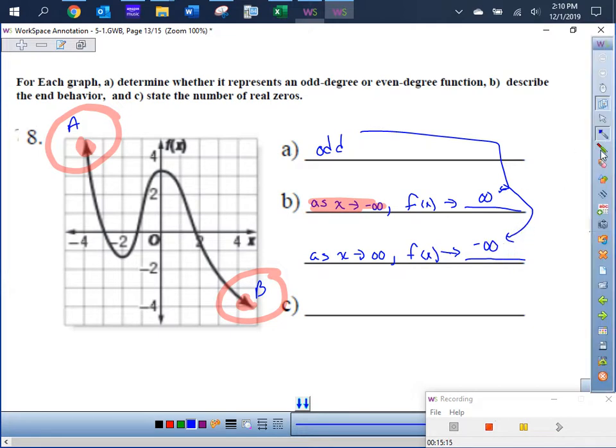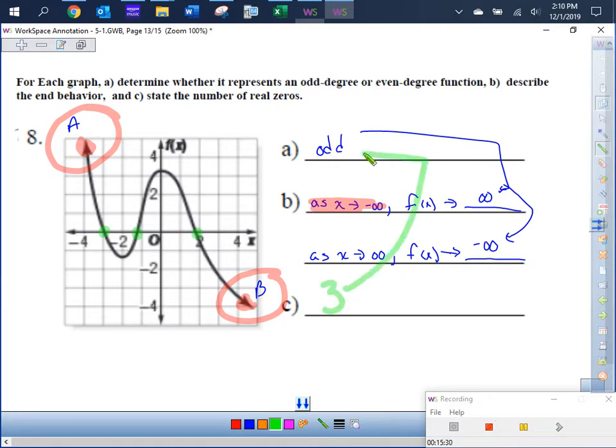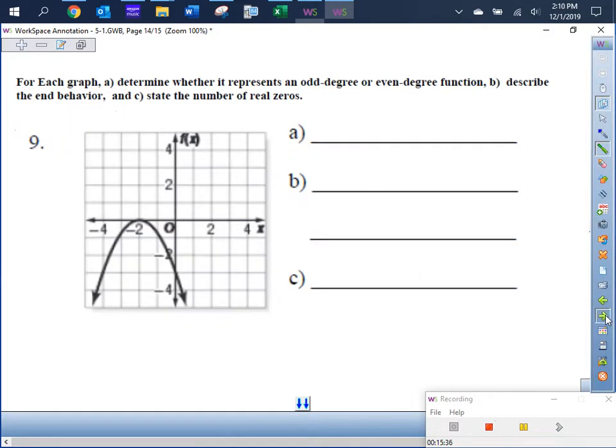And now let's count the number of real zeros. The real zeros are where you either touch or cross the x-axis. This guy crosses over the x-axis, so they count once. So 1, 2, 3. Perfect match, because that is an odd number of zeros in that case. So let's try again.